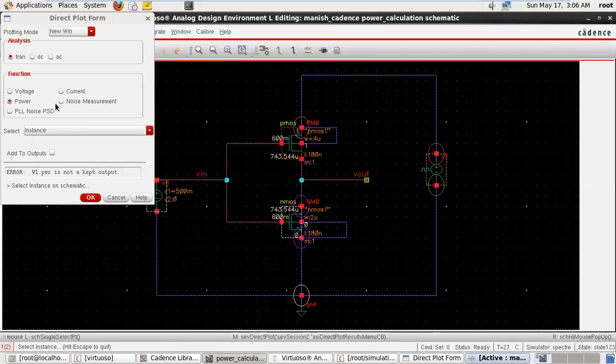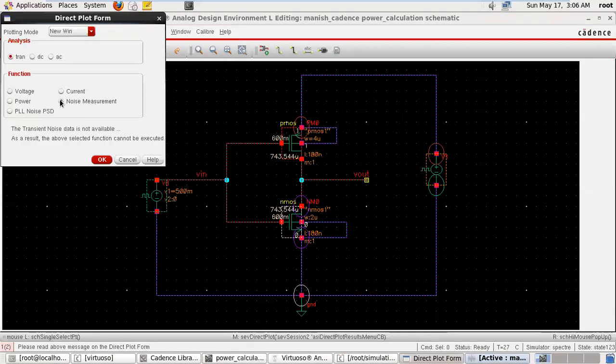So that is the power. We have not done the noise analysis for the transistor. When selecting noise, the transient data is not available because we have not performed the transient analysis for NMOS and PMOS, so these types of power spectral density are not available. So this is the DC power and transient power.